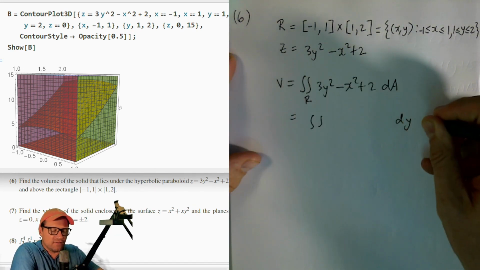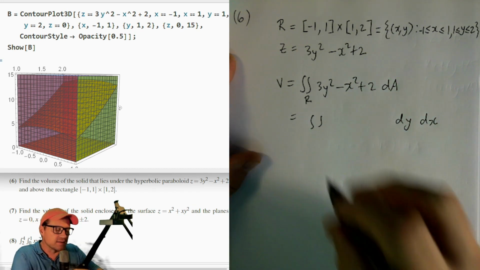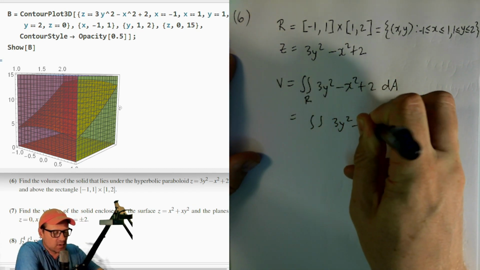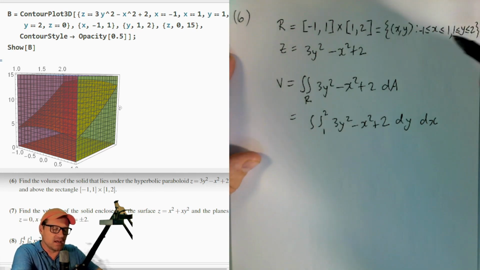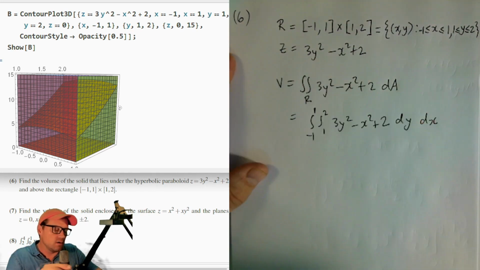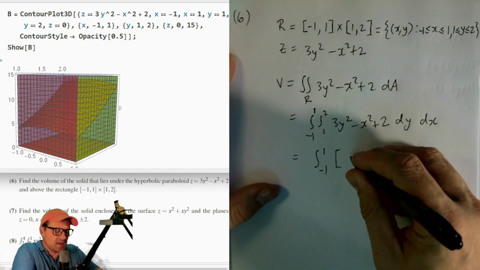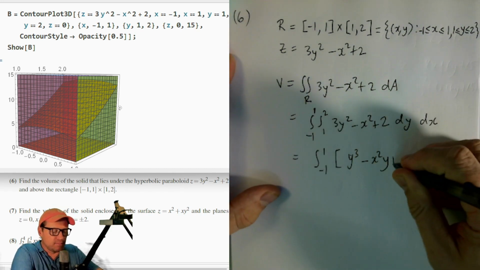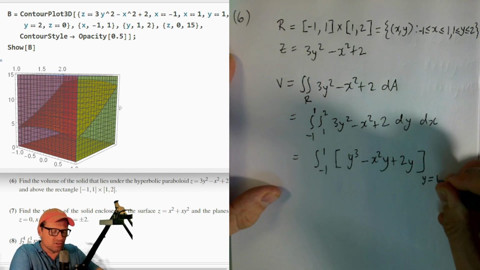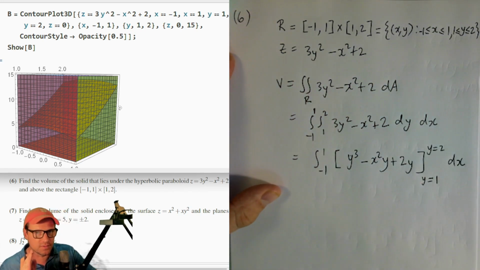Okay, so now let's convert this into an integral that we can actually calculate. So we'll put dy first and then dx, but you could put it either way because we have a rectangle here, 3y squared minus x squared plus 2. Now the y goes from 1 to 2 and the x goes from minus 1 to 1. Okay, so integrating this function with respect to y, we have y cubed minus x squared y plus 2y. Y goes from 1 to 2, and then integrate this result with respect to x.